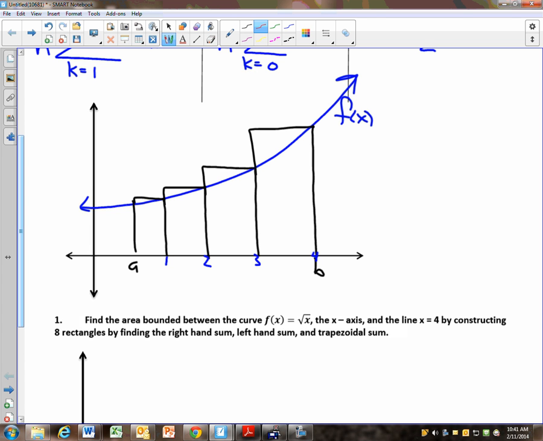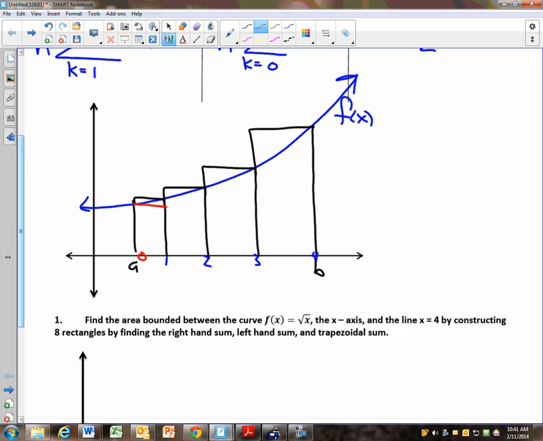Watch what happens if I do the red. Now I have that height. Is that a new height? Or is it the same height as we had before? It's a new height. We'll call it the height of the number 0 rectangle. Am I doing the right hand side or the left hand side now? Now I'm doing the left hand side.